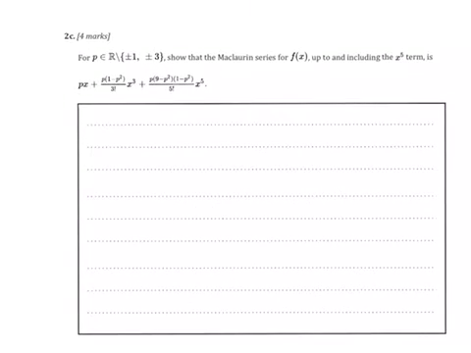Why, yes it will. It says for p in the real numbers not equal to negative 1, positive 1, negative 3, or positive 3, show that the Maclaurin series for f up to and including the 5th degree term is the following. Okay, so I'm going to go off camera for just a minute, and I'm going to come back with some information, and we'll build this polynomial.